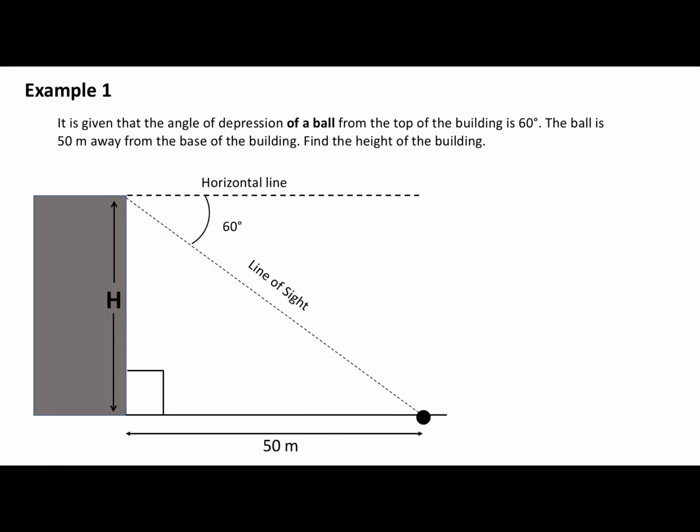Actually, look at the horizontal line at the top there, and look at the ground. Is the ground also horizontal? Yes. So you actually have two horizontal lines. And when you have two horizontal lines, these lines are in fact parallel.